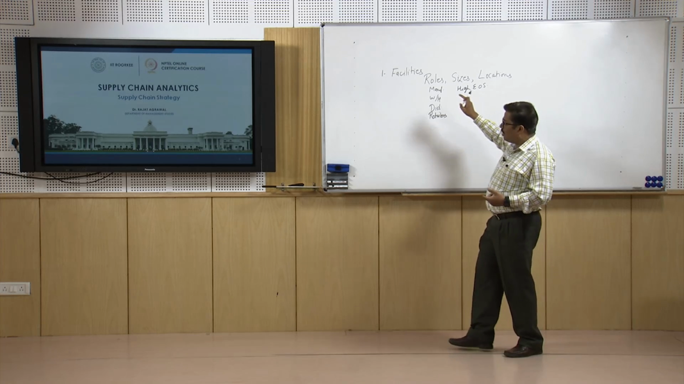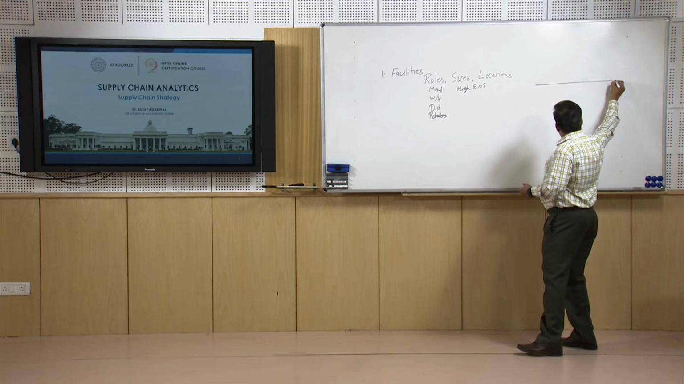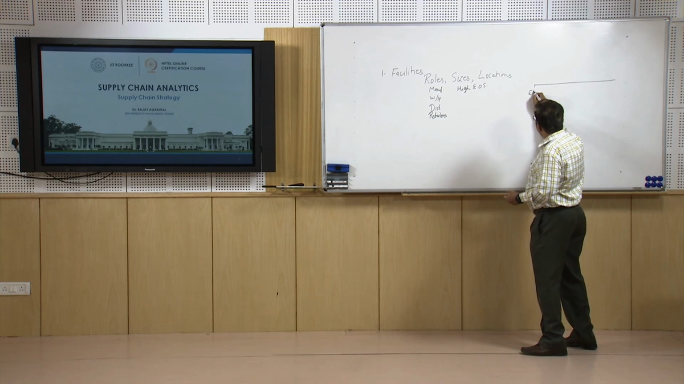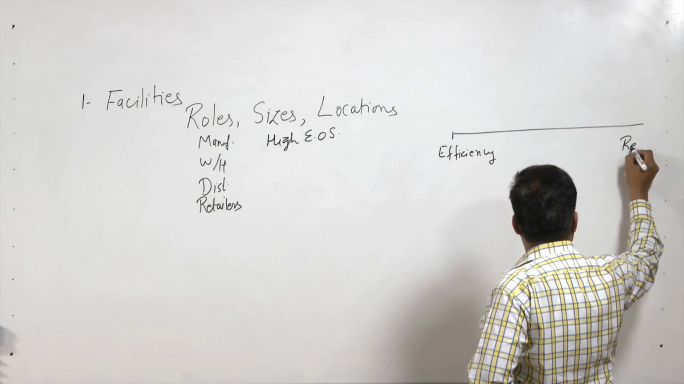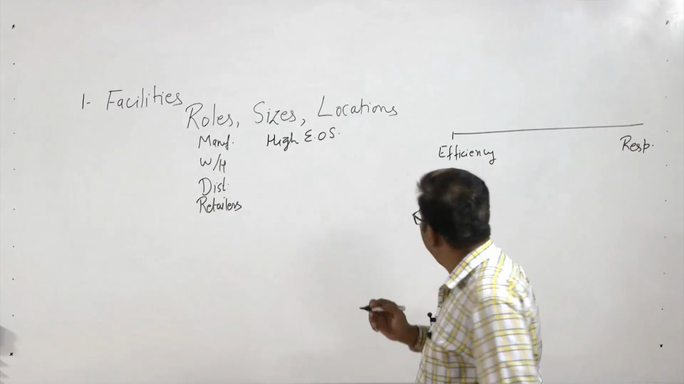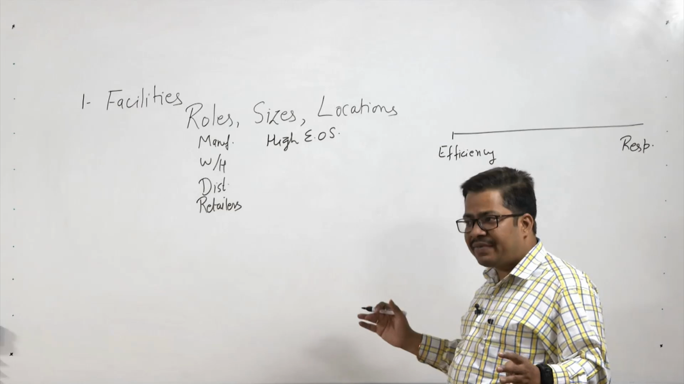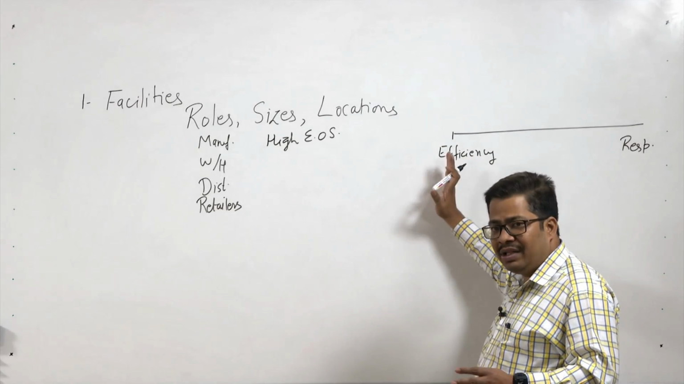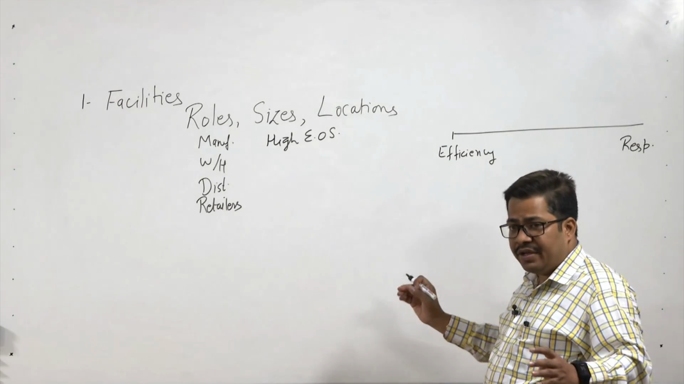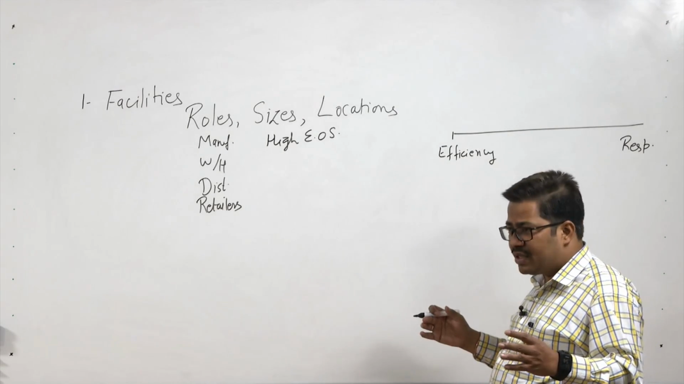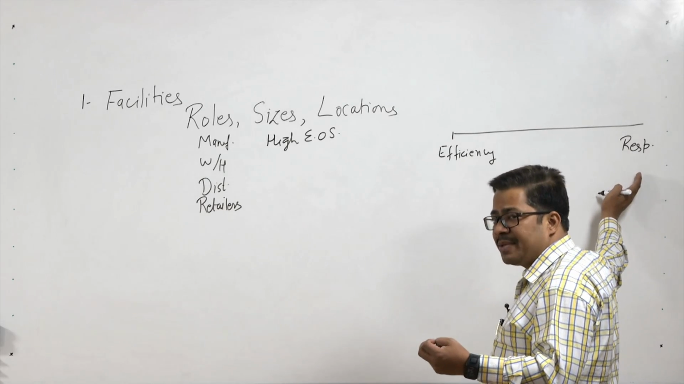So, you see how facilities can help you move from the efficiency frontier to the responsive frontier. If you are making a bigger facility, a centralized facility, you are on the left side of this spectrum, and if you are making more facilities, if you have a decentralized manufacturing system with smaller manufacturing facilities, you are moving towards the responsiveness side.